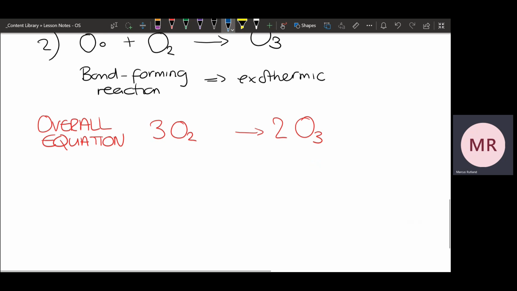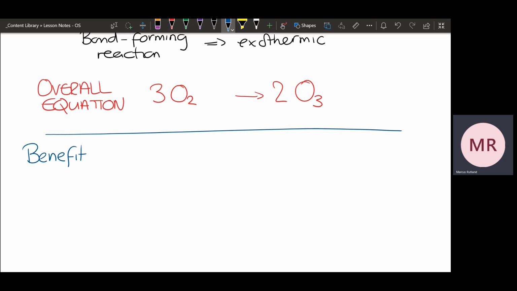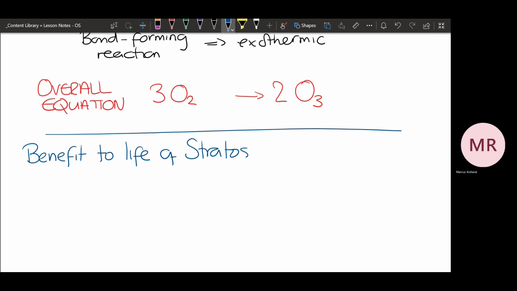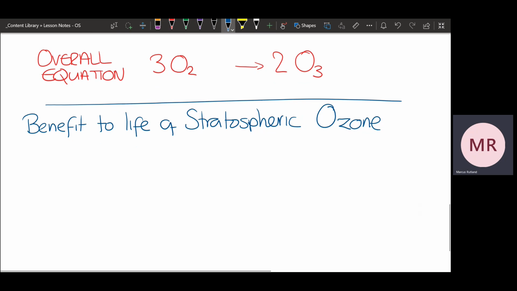Okay. The other thing you need to know about ozone in the stratosphere is why it's beneficial. So the benefit to humans, or to life, in fact, of stratospheric ozone. I don't know. Do you know anything about this? Scratch around in your head. Have you heard anything at all why it's important to life on Earth that we have ozone in the stratosphere?